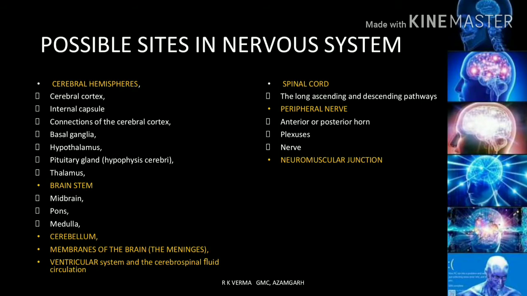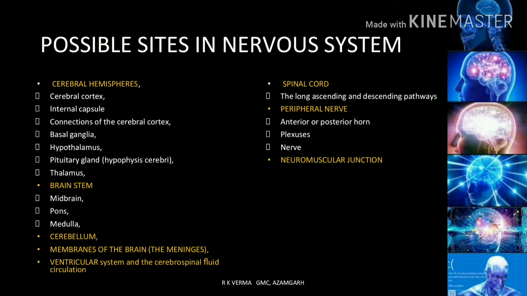Now let us see the possible sites in the nervous system. Cerebral hemispheres, which include the cerebral cortex, internal capsule, connections of the cerebral cortex and basal ganglia. Hypothalamus, pituitary gland, thalamus. These are also often the site of lesion. Brainstem includes midbrain, pons, medulla. Cerebellum.